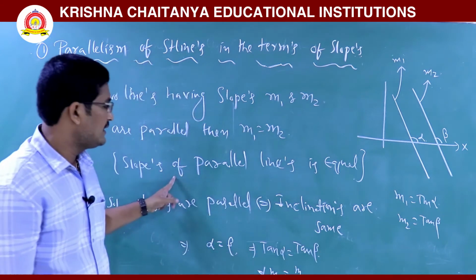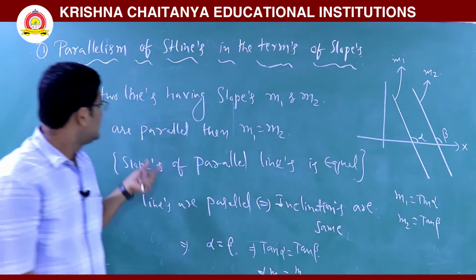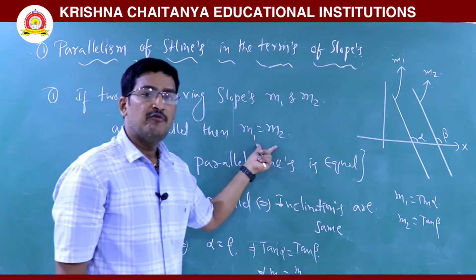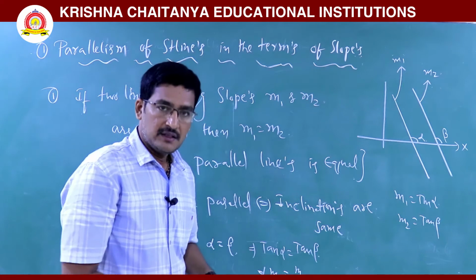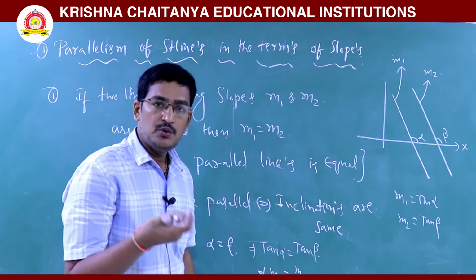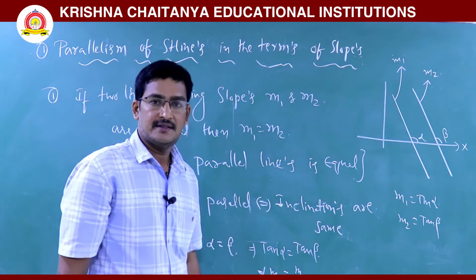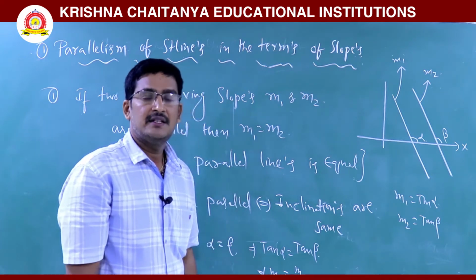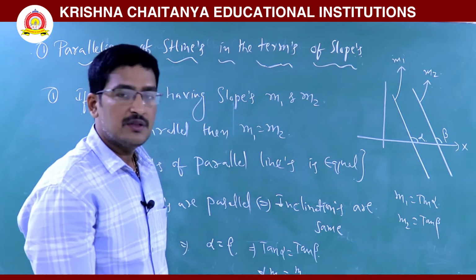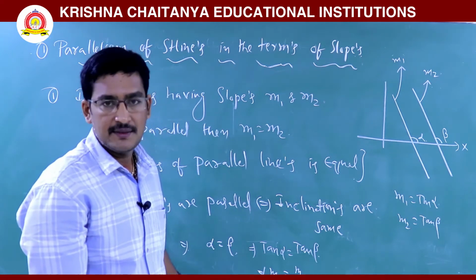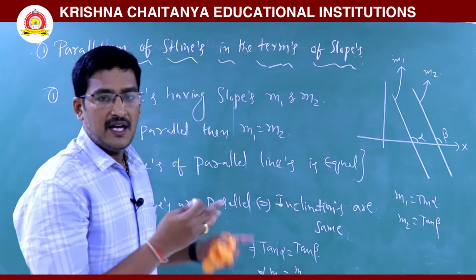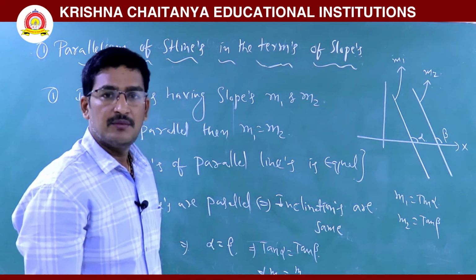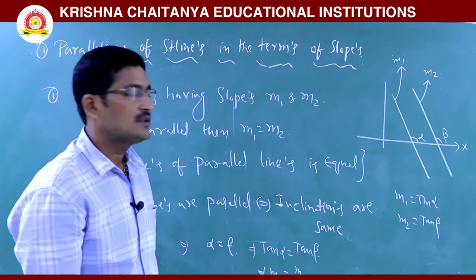If the lines are parallel, having slopes m1 and m2, then m1 is equal to m2, because the two parallel lines have the same inclinations. If these two lines have the same inclination, then automatically the slopes of the two lines should be equal. That is the concept here. So two lines are parallel having slopes m1 and m2, then clearly m1 is equal to m2. Just remember that one.